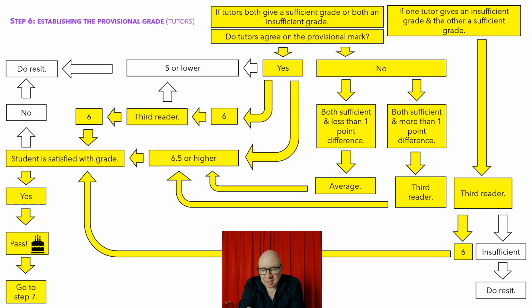Now, it could also be the case, of course, that they give you different grades in the sense that one gives an insufficient grade and the other gives a sufficient grade. In that case, there will always be a third reader needed. The third reader then decides whether it is a sufficient thesis, so you get a 6, or it's insufficient, and then you have to do the resit, of course. And then again, if you have the 6, then you get this provisional grade, and you still can decide whether you do the resit or you go to the next step, and that is the defense.